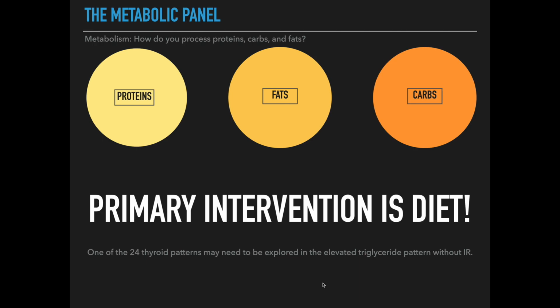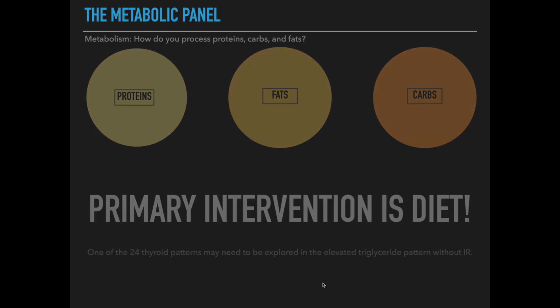The primary intervention for a metabolic panel that is disrupted is dietary. However, with the hypothyroid problems, you'll have to do further blood work to figure that out. There are 24 different thyroid patterns, hypo and hyper, if insulin resistance is not the indication.